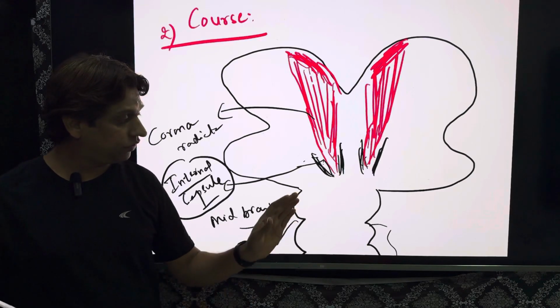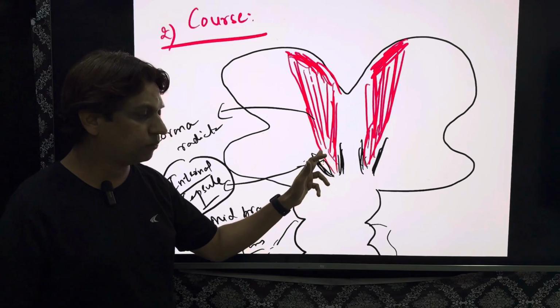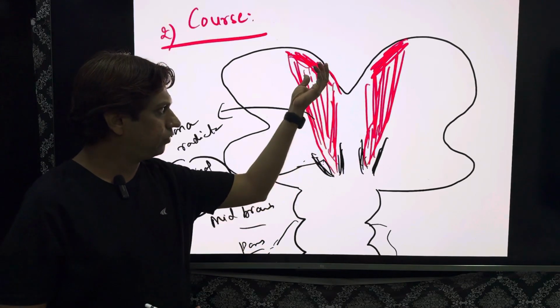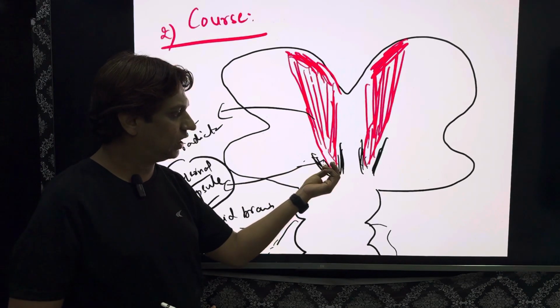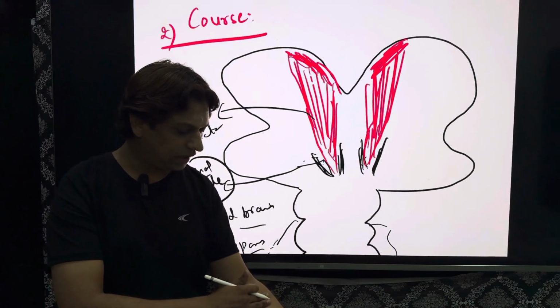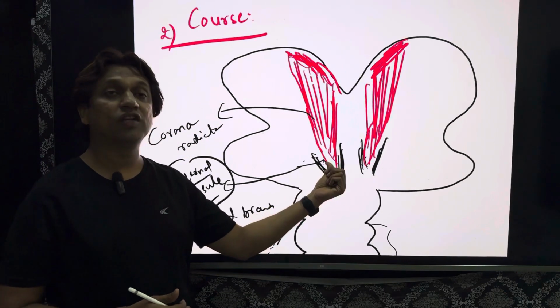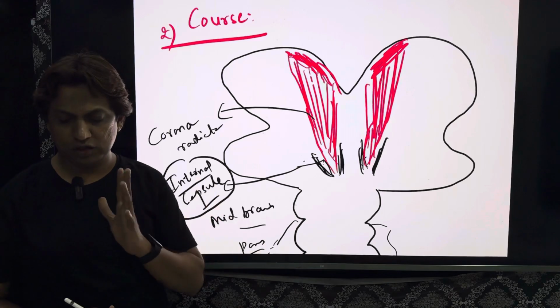What is the significance here? Most of the time, whenever there is any trauma or damage to the internal capsule, suppose there is damage to the right side, then left side paralysis will be there, that is hemiplegia. Left upper limb and left lower limb will be paralyzed if there is damage to the right side internal capsule. We will discuss, and you will come to know how exactly.